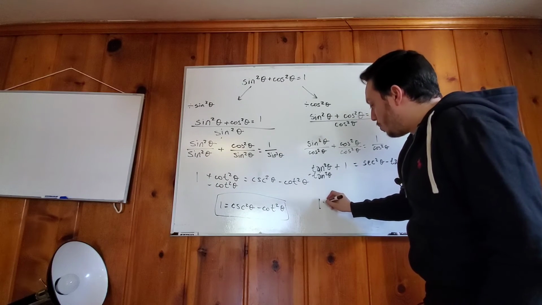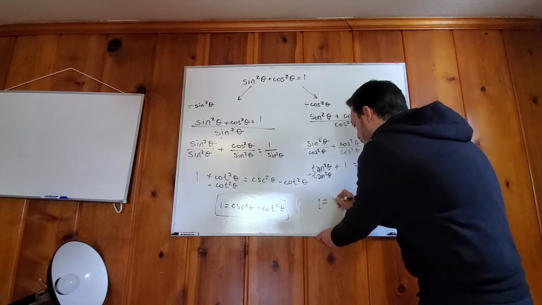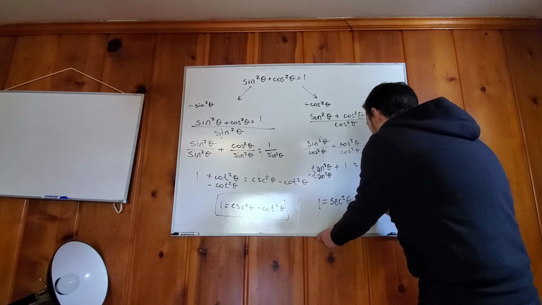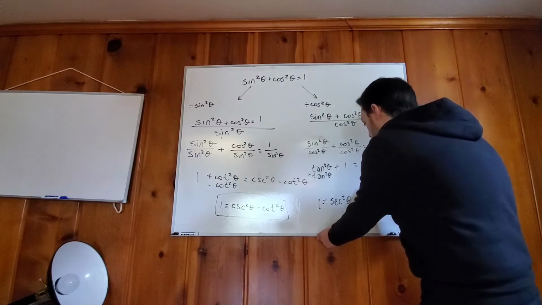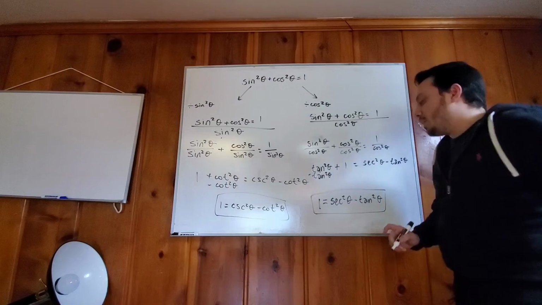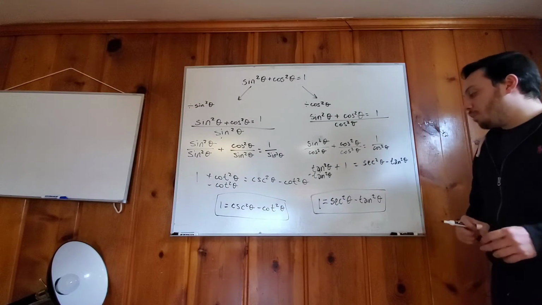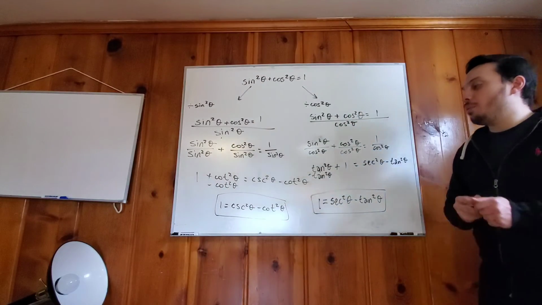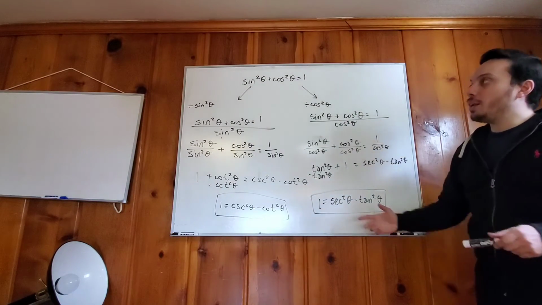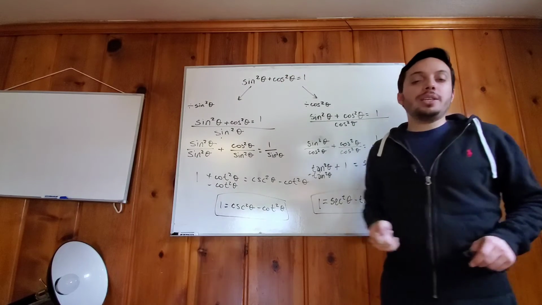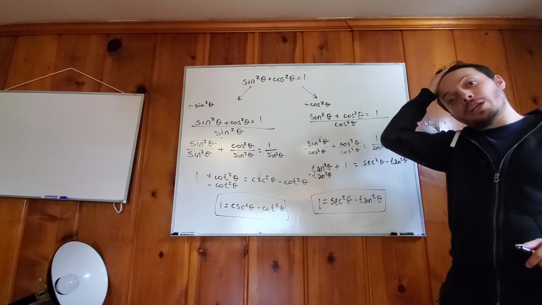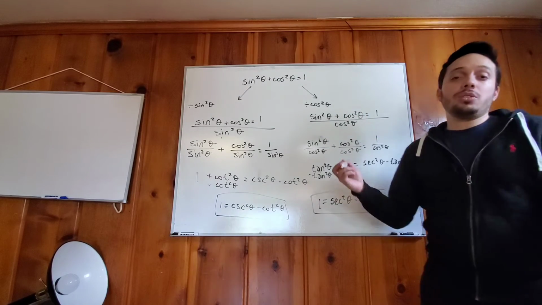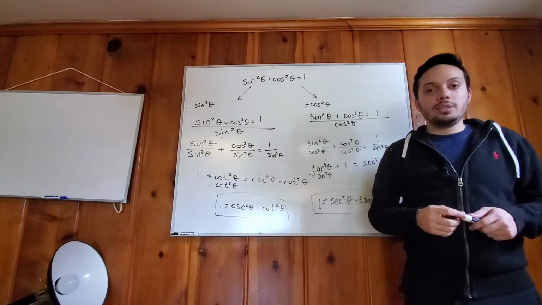Our next identity is going to be 1 equals secant squared theta minus tangent squared theta. So now we have two identities. 1 equals secant squared theta minus tangent squared theta. And we have 1 equals cosecant squared theta minus cotangent squared theta. That obviously comes from the one that we already did a while back. I don't remember what lesson it was, but we did it. And we know it's sine squared theta plus cosine squared theta equals 1.